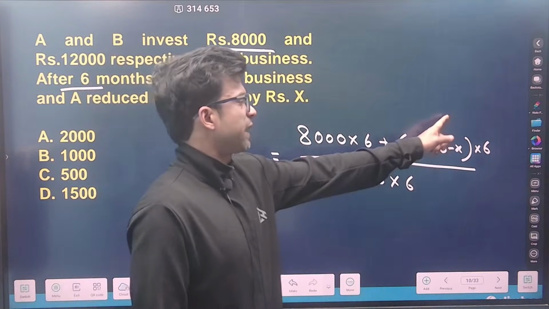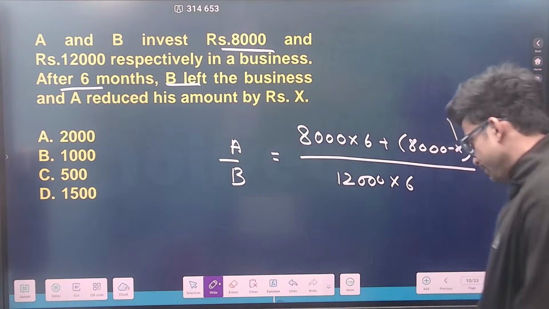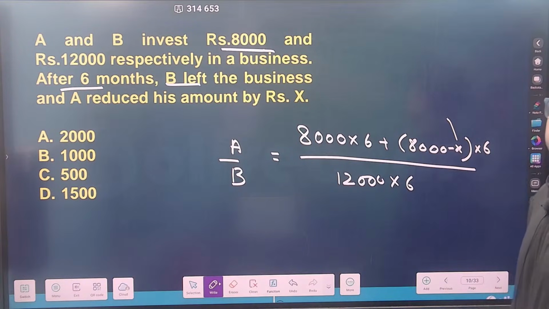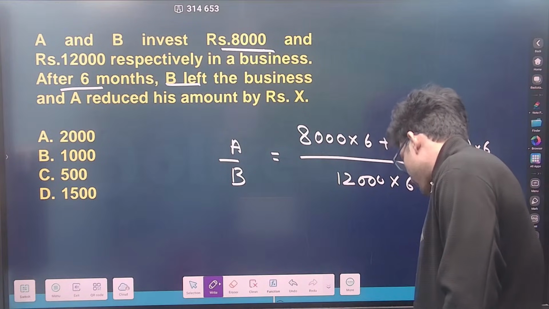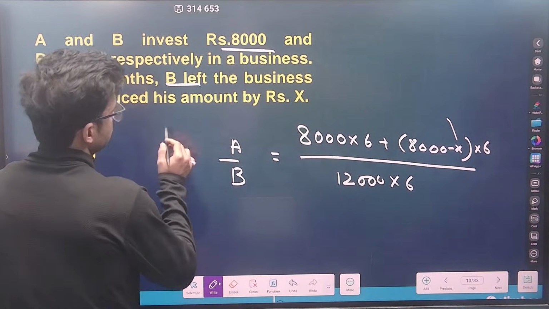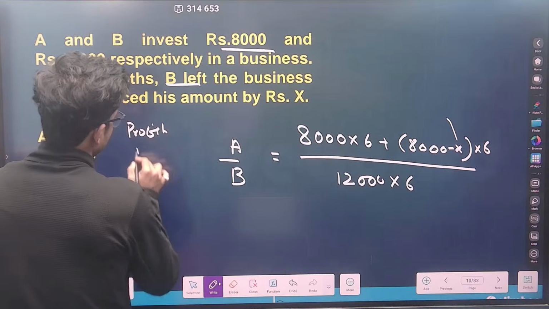Basically, they wanted to ask the value of X. How can you figure out the value of X without knowing the profit ratio? Can you figure it out? Can you figure out the value of X without knowing the profit ratio? Profit ratio.